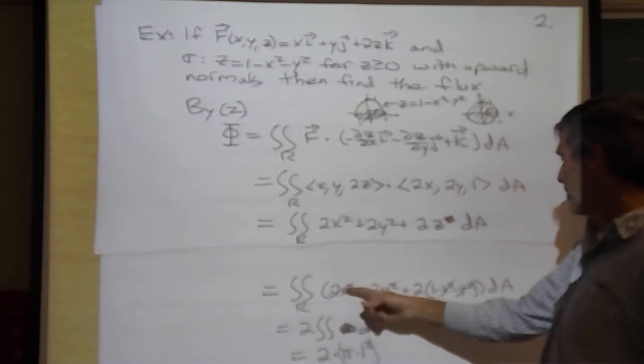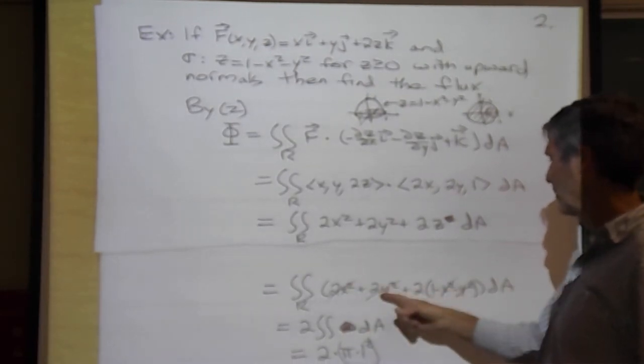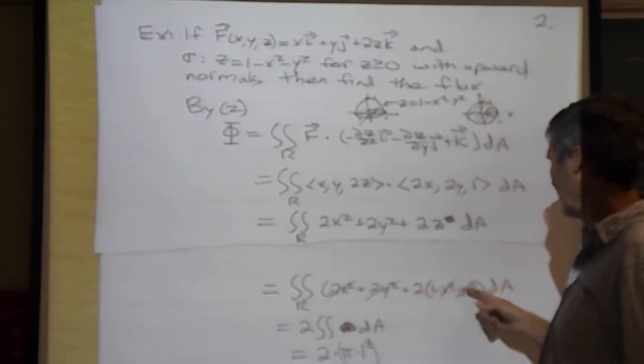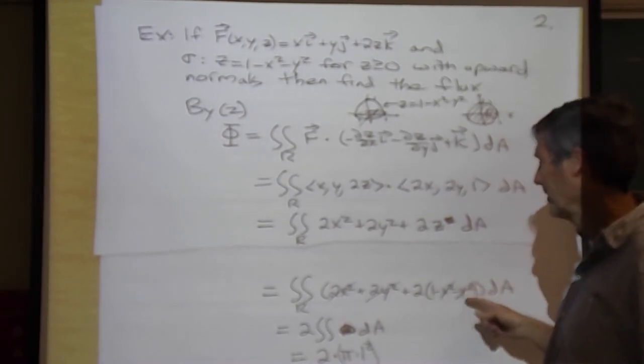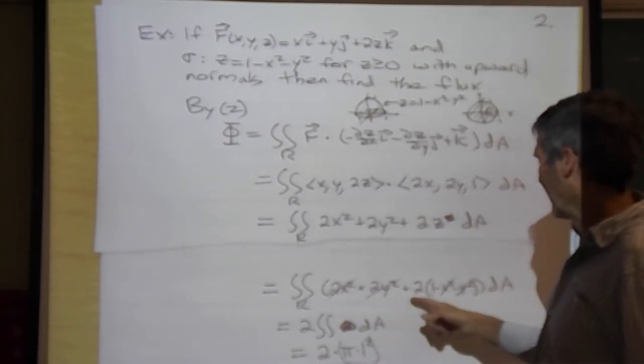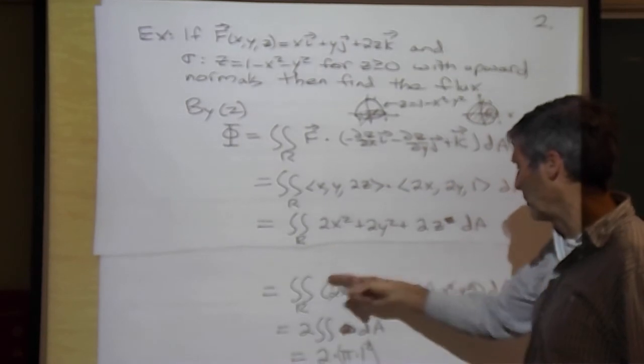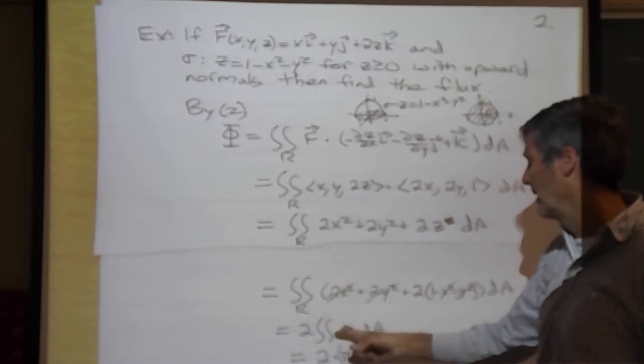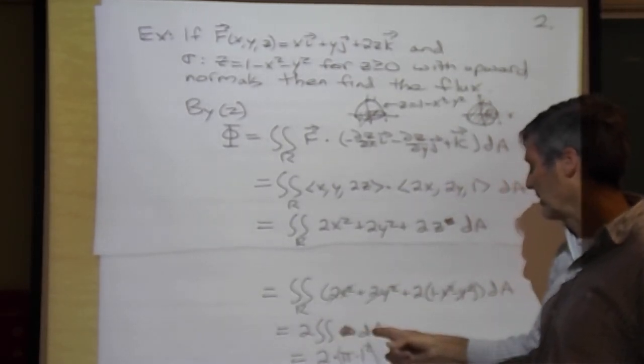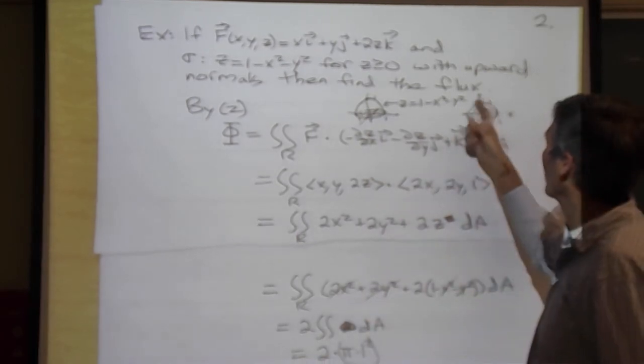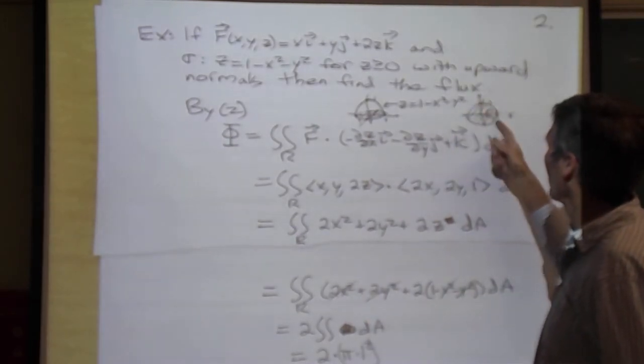Oh look, the 2x squared cancels the minus 2x squared, the 2y squared cancels the minus 2y squared, only in a book problem, right? Now we're left with the integral of 2. We pull the 2 out, and we just have twice the double integral dA over this region. Well wait, the region is the unit circle, I know its area, right?